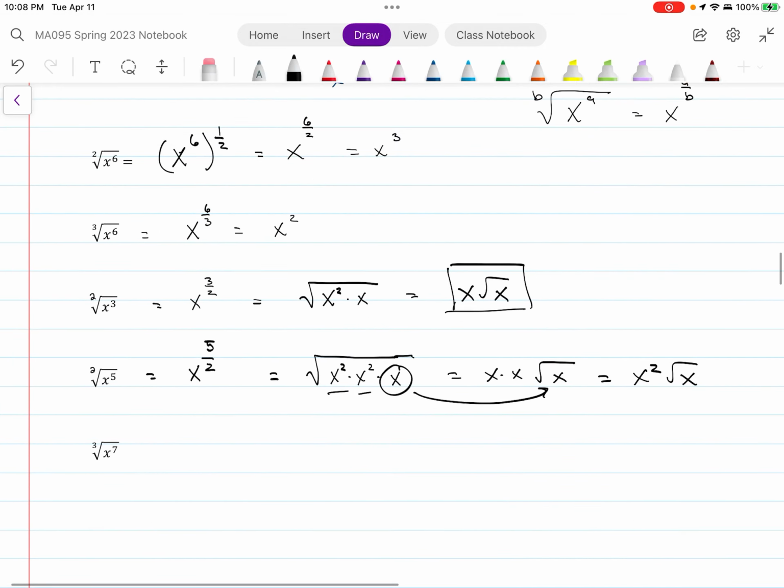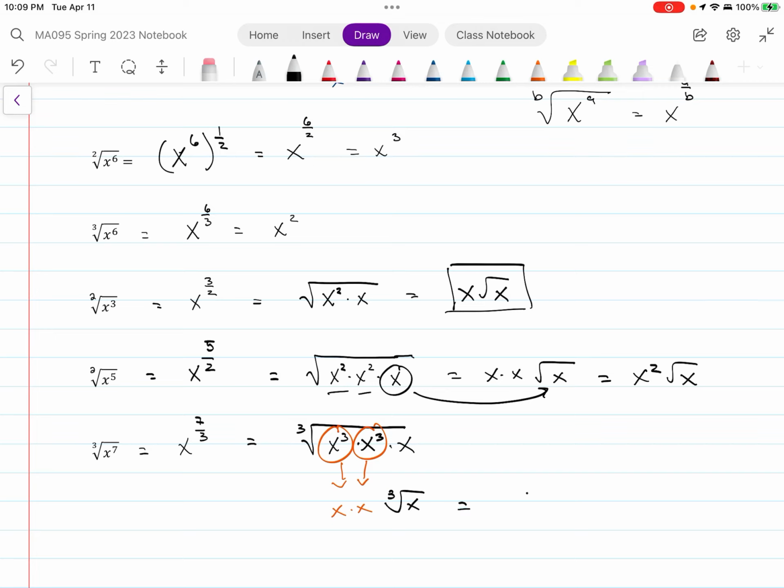All right, try one more. And this one is cube root. So again, you're going to get x to the 7 over 3, so that's not simplified to a whole number. So we need sets of 3 x's. We've got x cubed times x cubed, that's x to the 6th, times x, that's x to the 7th. There's my set of 3 and my set of 3. Those are both going to come out to be an x. And then I'll still have on the inside a cube root of x. So this becomes x squared cube root of x.